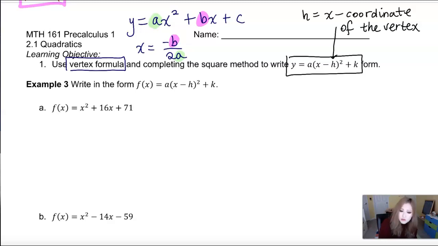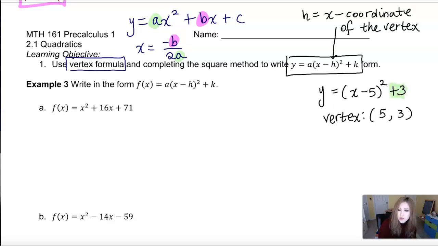So real quick, I'm going to make up an example. If you have y equals x minus 5 squared plus 3, the vertex is going to be at positive 5, positive 3. Adding 3 will shift the graph up 3 units. That's why we're going to have a y coordinate of 3.